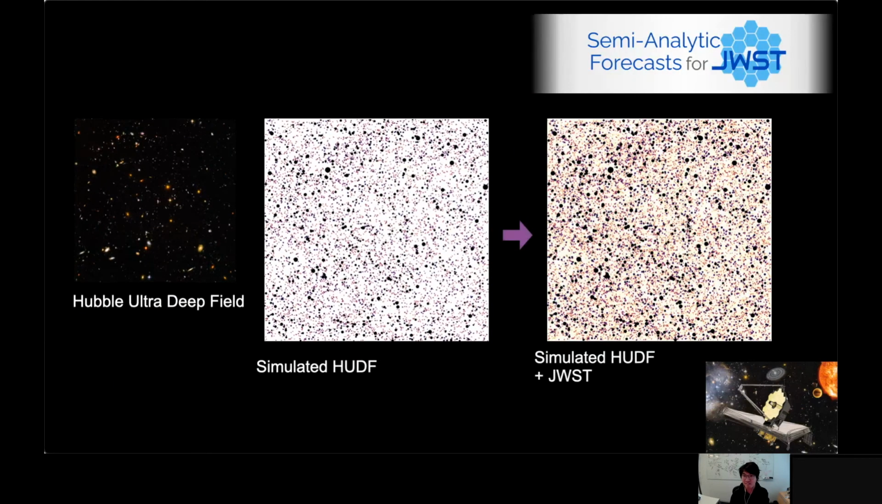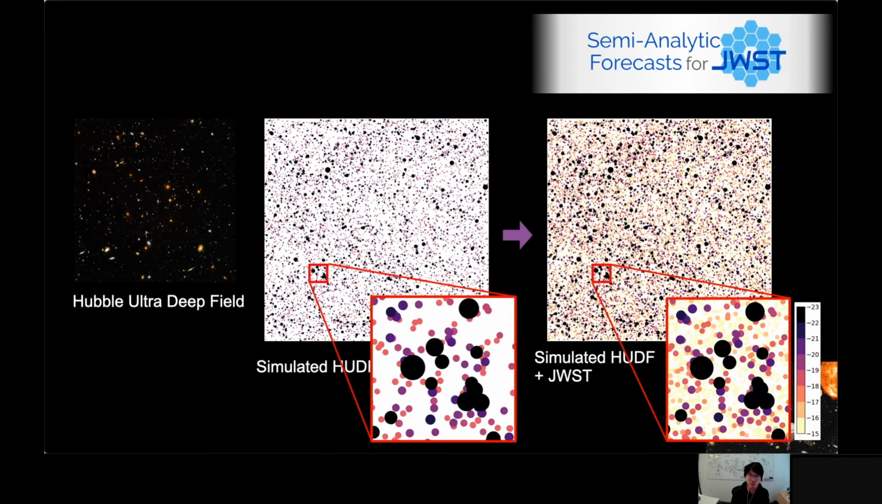And taking advantage of such a physical model, we can now also make predictions for galaxies that we have not yet seen, but are expected to be seen with JWST. Here I've added another simulated field that includes the additional faint galaxies that JWST is expected to see. And I just want to enlarge a small portion of the simulated field to help us visualize how many more galaxies are expected. I'm calling this work Semi-analytic Forecast for JWST, in which we provide all sorts of predictions for high redshift galaxies that are expected to be detected with JWST.